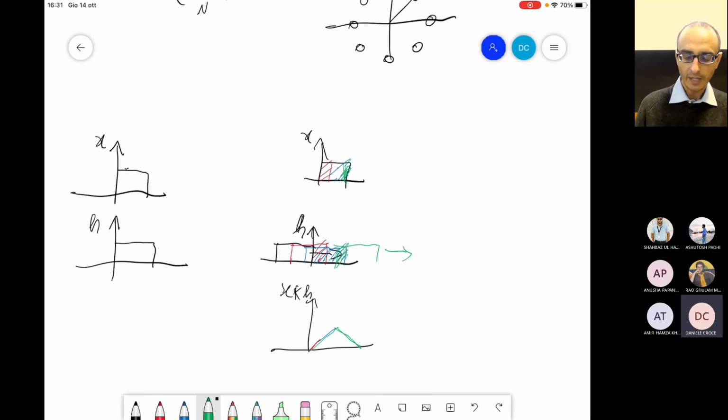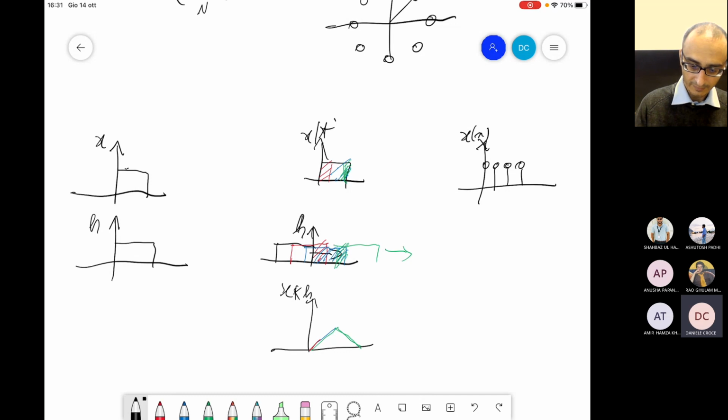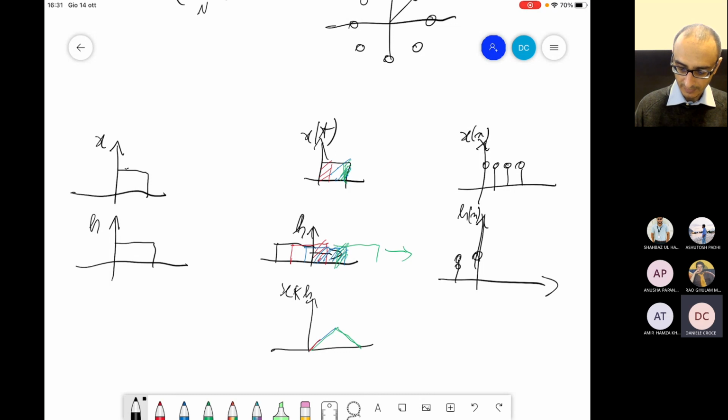So now what happens in the linear convolution with discrete time signals is something similar, but instead of having the integral, you have the summation. So what you have is, let's say this. Okay, this is x of n, and this is x of t, for example. And here you have the same thing, h of n.